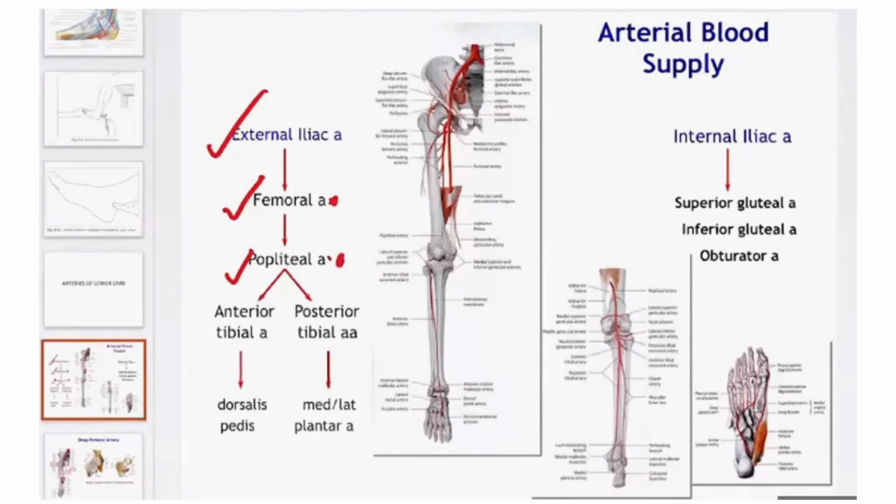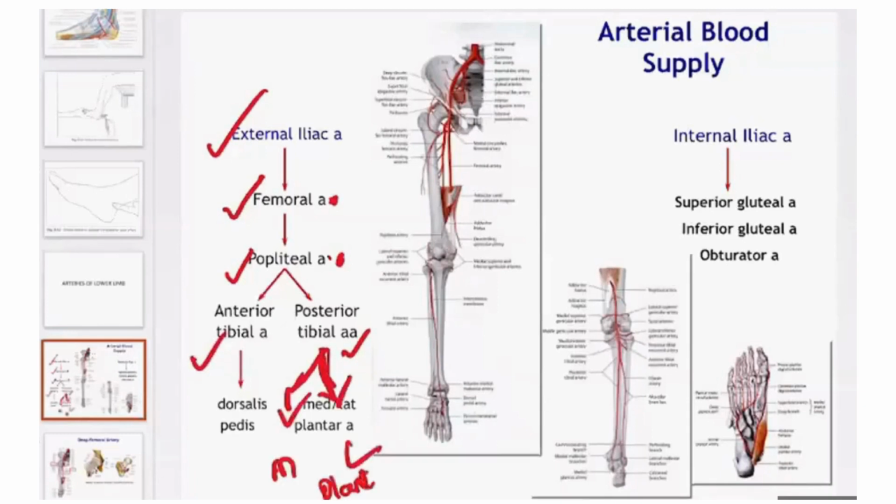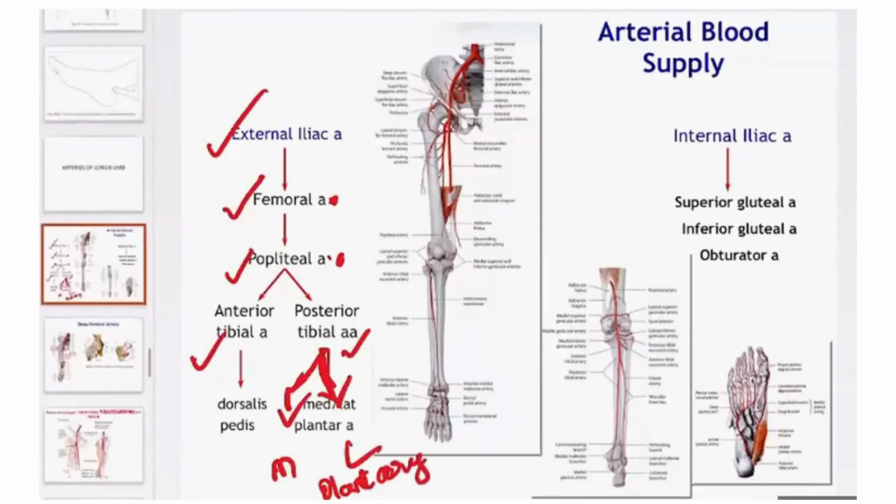From the upper border of the popliteal fossa till the lower border of popliteus, it is called popliteal artery, which divides into anterior tibial and posterior tibial. Anterior tibial continues as dorsalis pedis artery, whereas the posterior tibial divides into medial and lateral plantar arteries. Like the tibial nerve, the posterior tibial artery divides into medial and lateral plantar arteries.